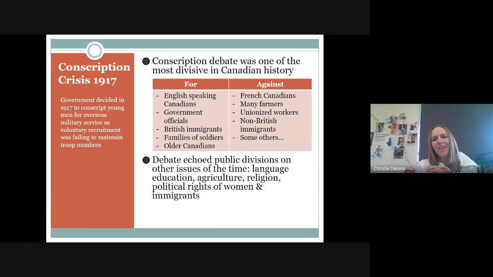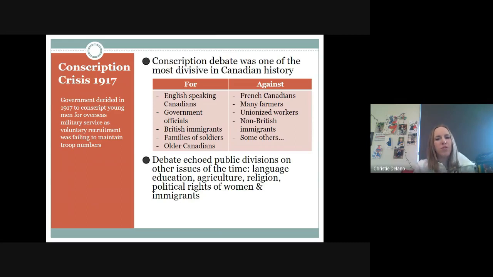In terms of who's against this, French Canadians. Remember, this is the first time, really, that the French and the British are fighting on the same side. Historically speaking, they've been at war with each other for generations, and many just can't get past that. And so the French Canadians do not support going to war for the British, even though the British and the French were on the same side.